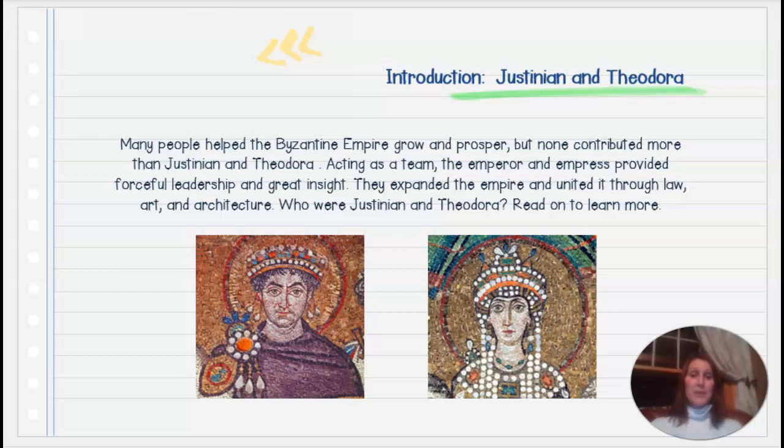Introduction, Justinian and Theodora. Many people helped the Byzantine Empire grow and prosper, but none contributed more than Justinian and Theodora. Acting as a team, the Emperor and Empress provided forceful leadership and great insight. They expanded the empire and united it through law, art, and architecture. Who were Justinian and Theodora? Read on to learn more. Or I should say listen on to learn more.